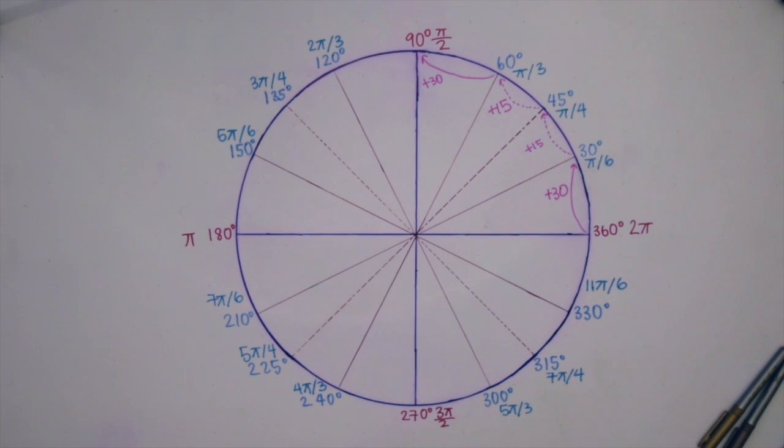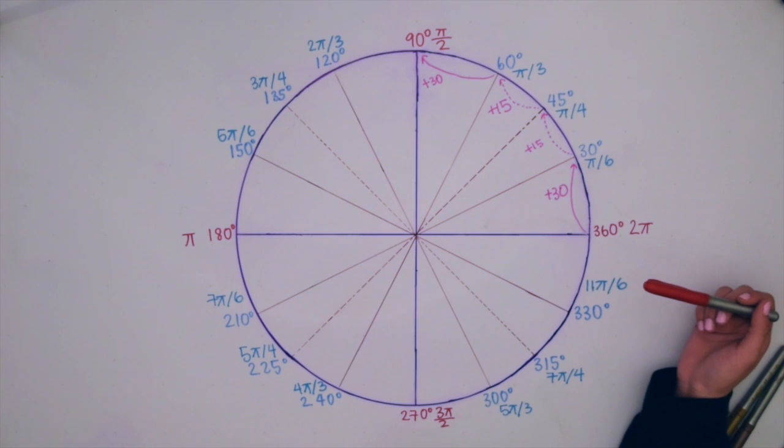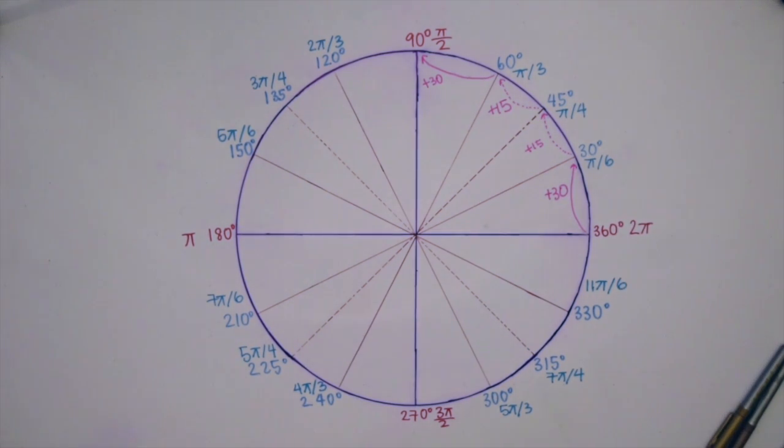So now we're going to go over the coordinates on the unit circle. Since the unit circle has a radius of 1, finding the major points, or the ones in red in the picture, is going to be relatively easy. So we're going to start by going over these first.